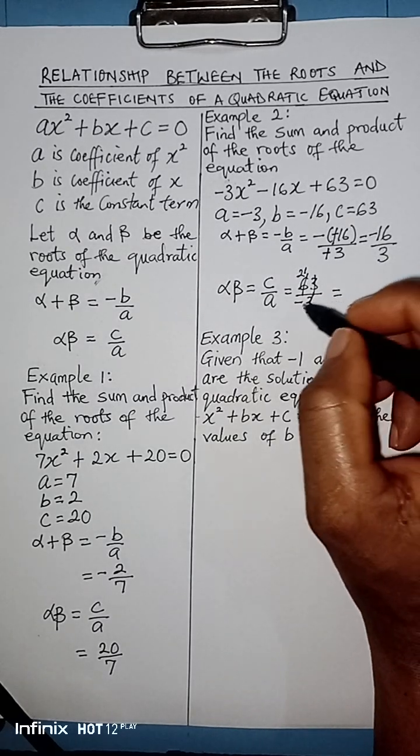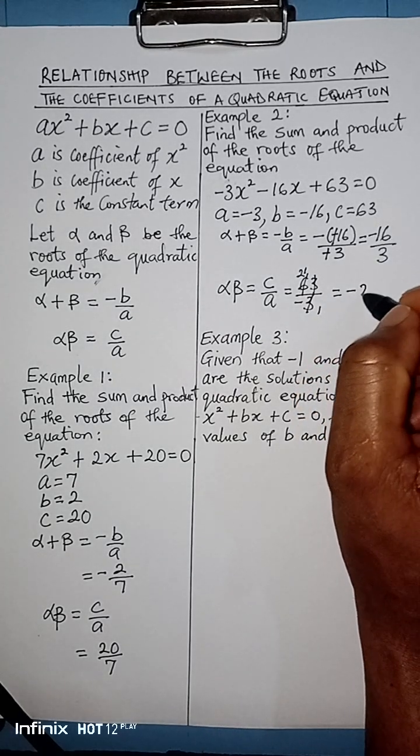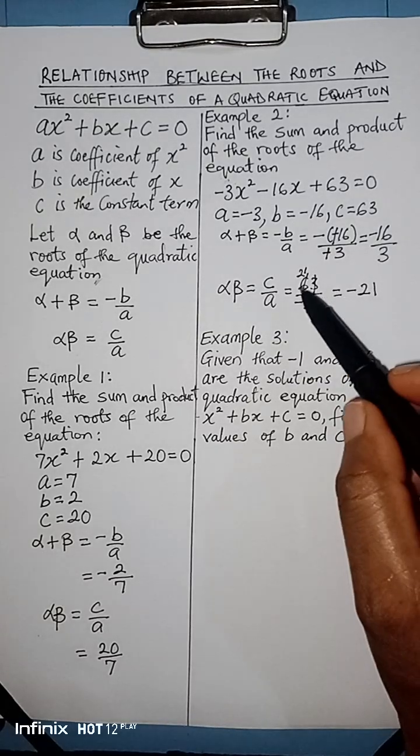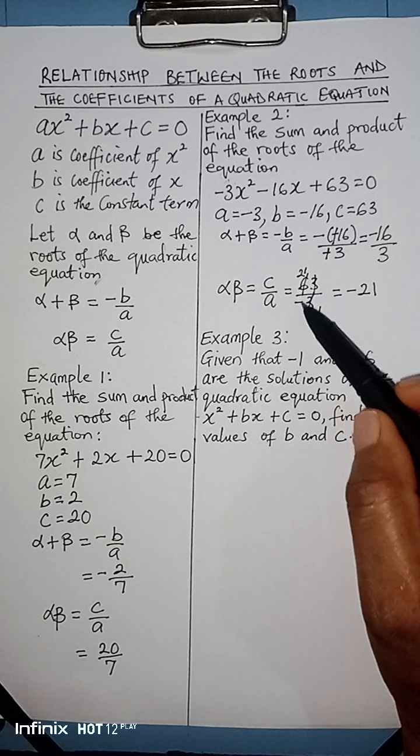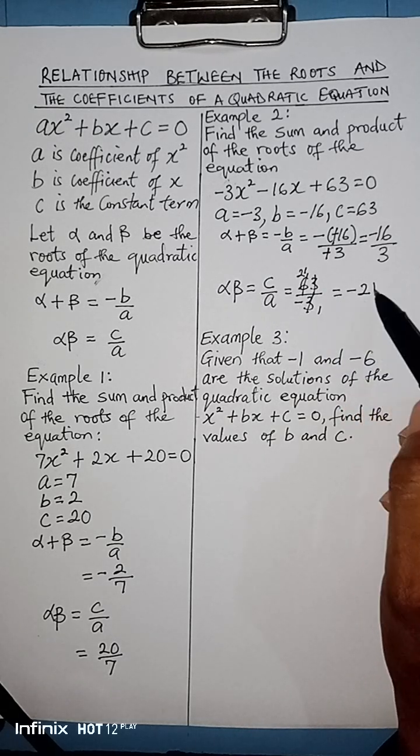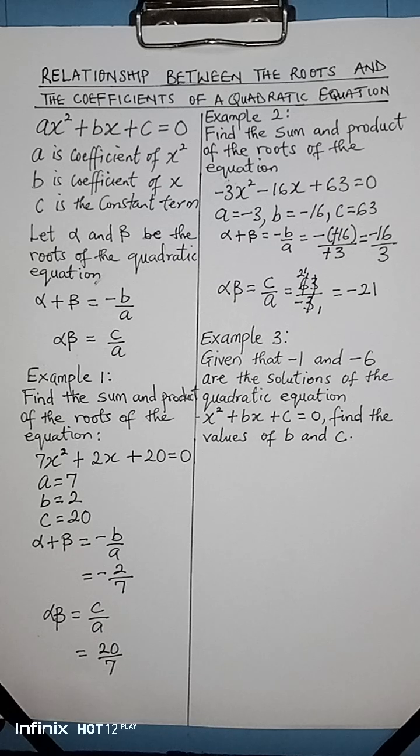So this will be minus 21. Remember, this is plus 63 divided by minus 3. So plus divided by minus is minus 21. That is the solution to the question. Let's move to example 3.